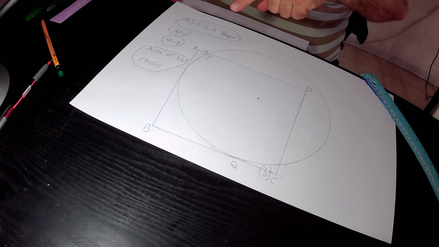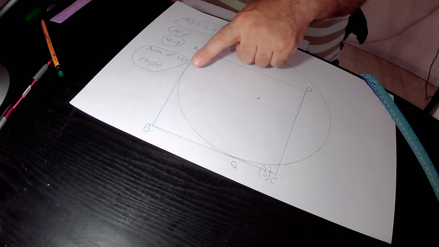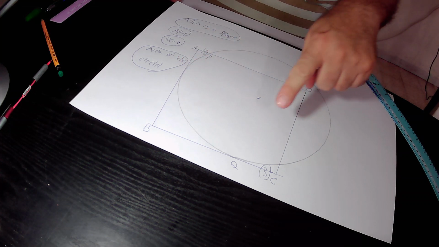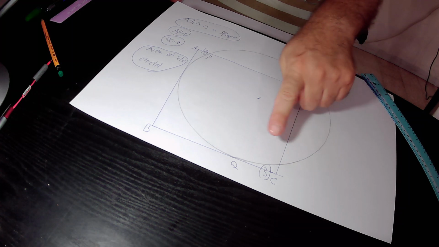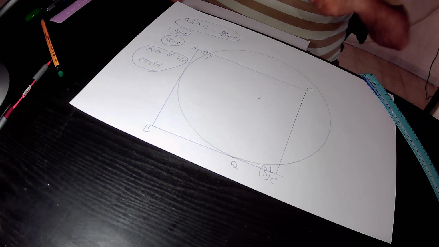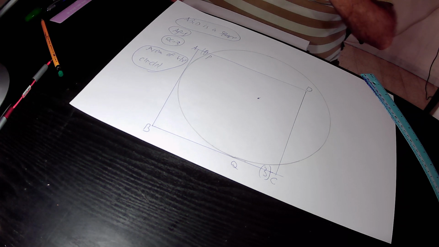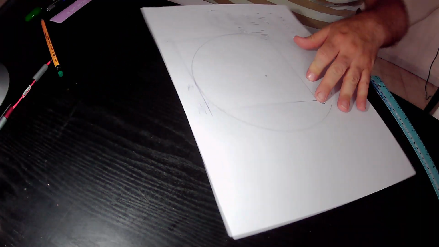In addition, we know that this is the point of tangency of tangent AB with this circle, and this is point Q, that is the point of tangency of tangent BC with this circle, and our mission is to find out the area of this circle. So first of all, we know that all the angles inside square ABCD are right angles.